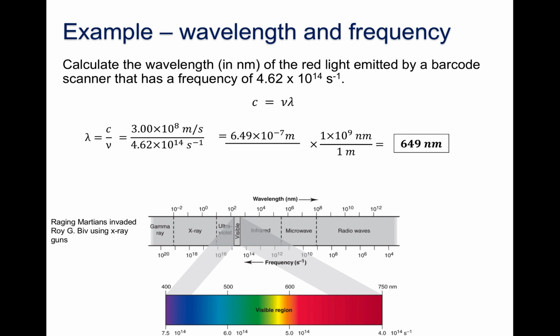And you can use the electromagnetic spectrum to double check your answer. For instance, we have a red light, so we expect that the light will fall in the visible region, specifically the red part of the visible region of the electromagnetic spectrum. And if you look at the wavelength values on top here, values for red light are usually between about 600 and 750 nanometers. And so we get a value that's 649, which corresponds to red light. So we can be sure that that is the correct value.